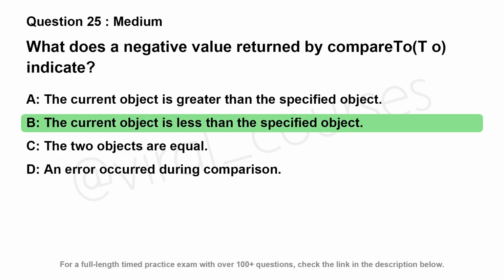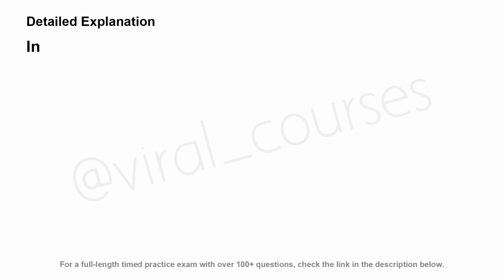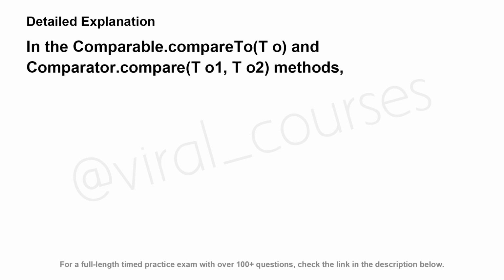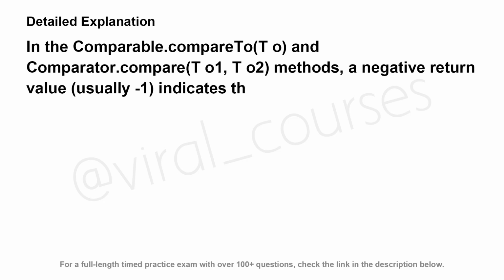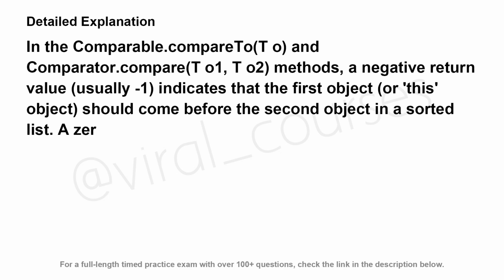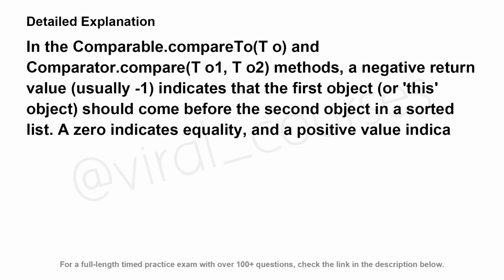The correct answer is B. In the Comparable compareTo and Comparator compare(T1, T2) methods, a negative return value, usually -1, indicates that the first object, or this object, should come before the second object in a sorted list. A 0 indicates equality, and a positive value indicates it should come after.